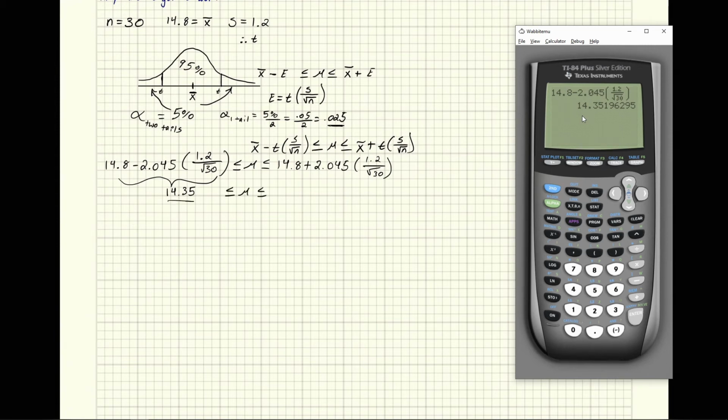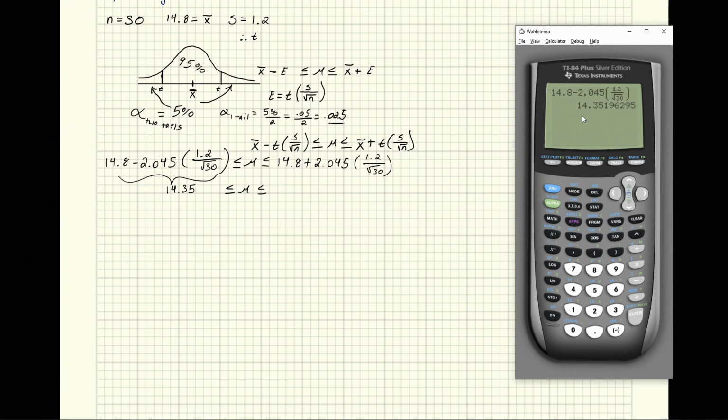So that's the lower value. The mean cannot be any lower than this. As low as we go for 95% accurate, right? Because that's how we got this number. We used the 95% to get the t-score.